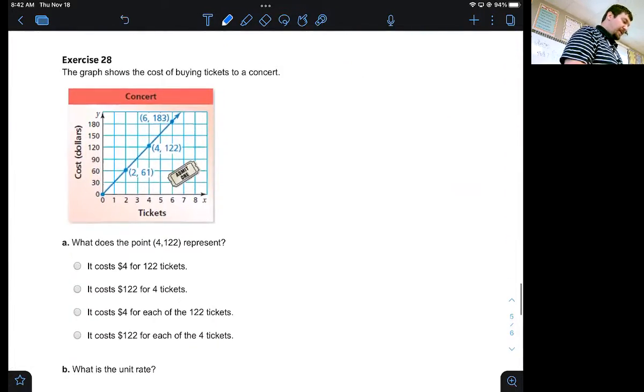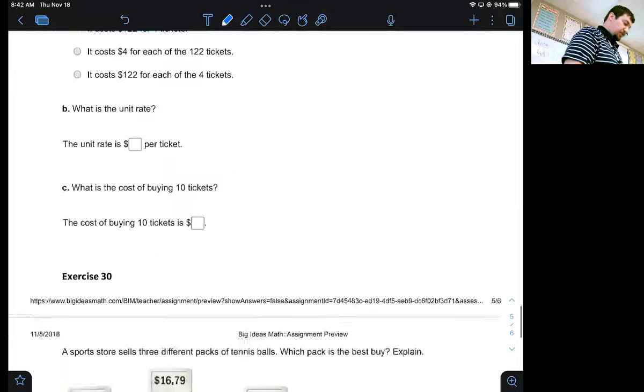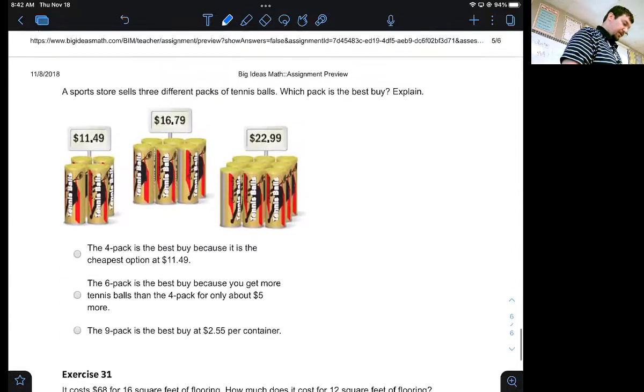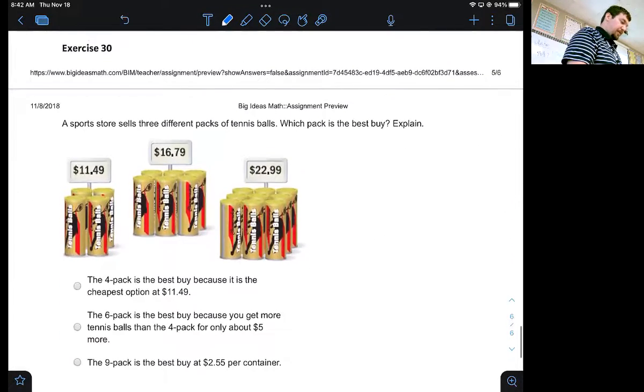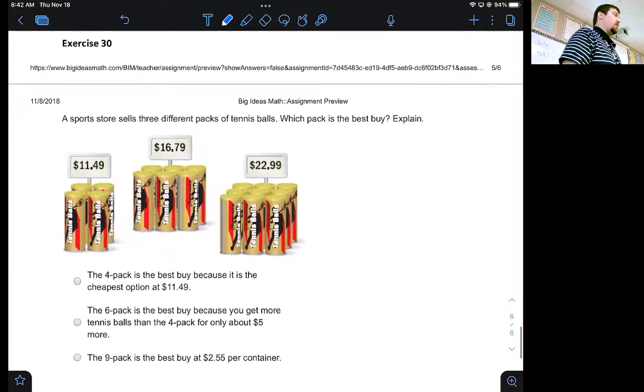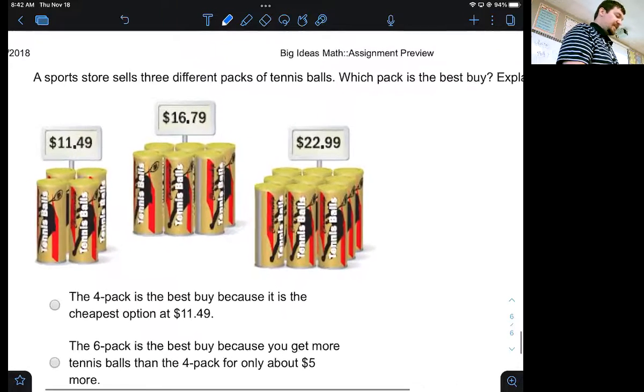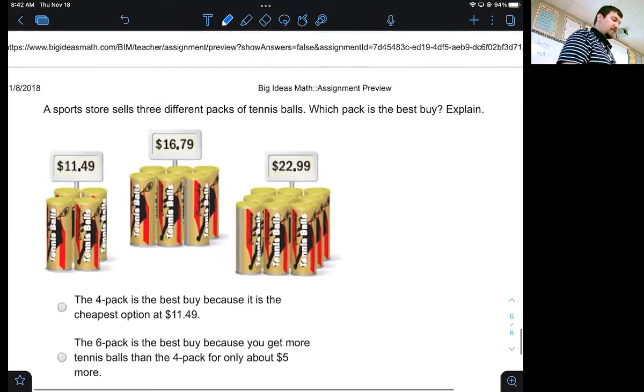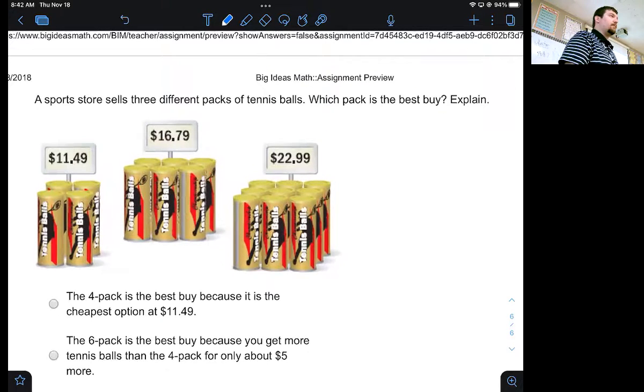And finally, we did one like 28 in the notes, so I'm going to scroll through and let's look at number 30. Number 30 would be really easy to do in your head and not show any work, but I want you to show your work for this. So I'm going to show you what the work should look like. It says a sports store sells 3 different packages of tennis balls. Which pack is the better buy?